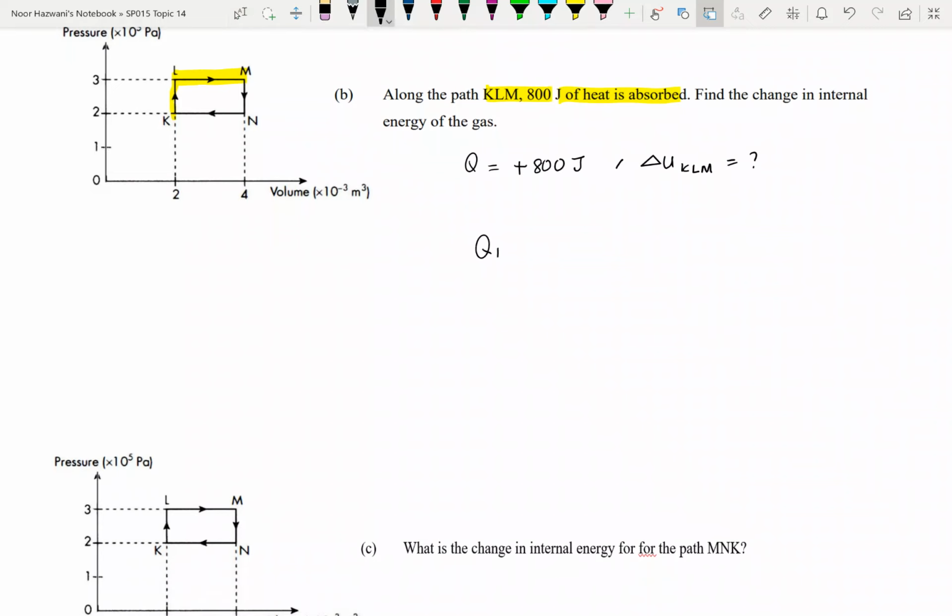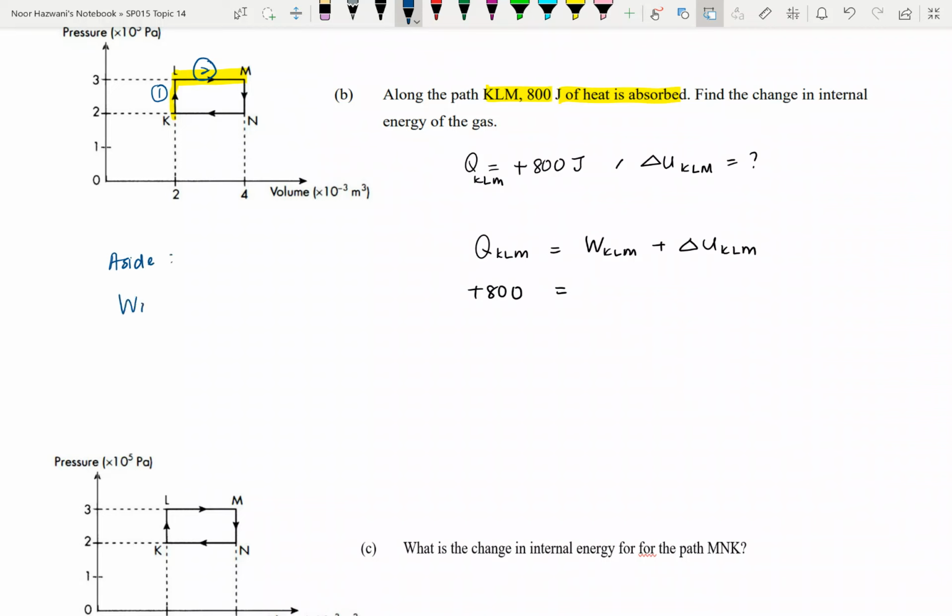So, Q KLM equals work KLM plus delta U KLM. So, it has already been given to us here. I forgot to label. Q KLM is given, positive 800. Okay. Now we need to find W KLM. So, the work done KLM. This is the first process, which is the process from K to L. And then LM is the second process. So, we have to total up the work done KL and also LM. Okay. So, this is an aside.